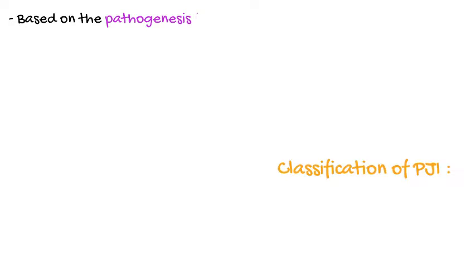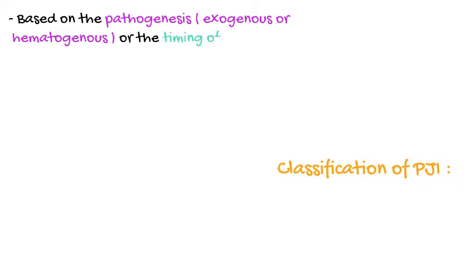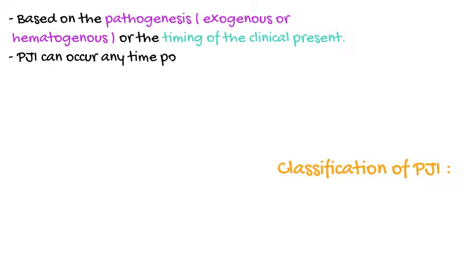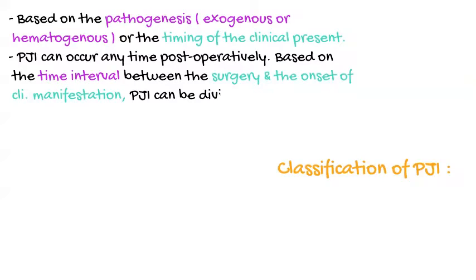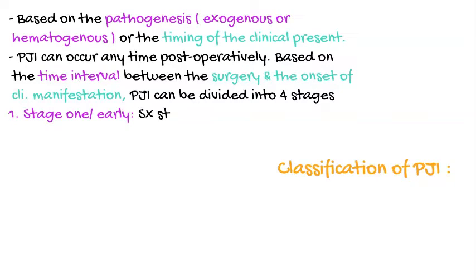What is the classification of prosthetic joint infection? The classification can be divided based on the pathogenesis, whether it is exogenous or hematogenous, or based on the timing of the clinical presentation. Prosthetic joint infection can occur anytime post-operatively. Based on the time interval between the surgery and the onset of clinical manifestation, PJI can be divided into 4 stages.